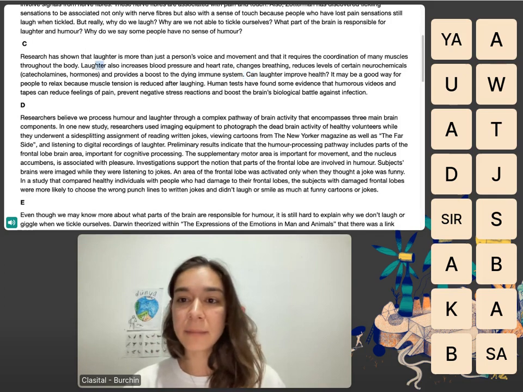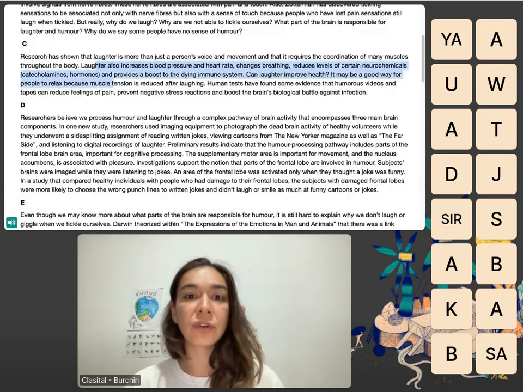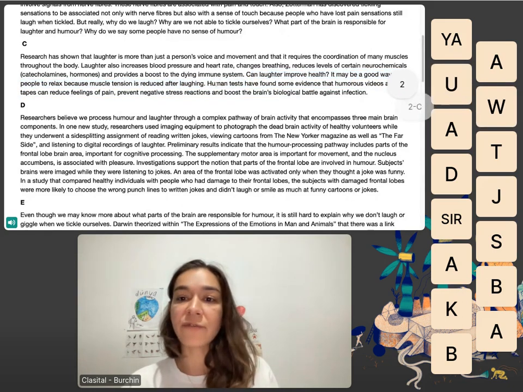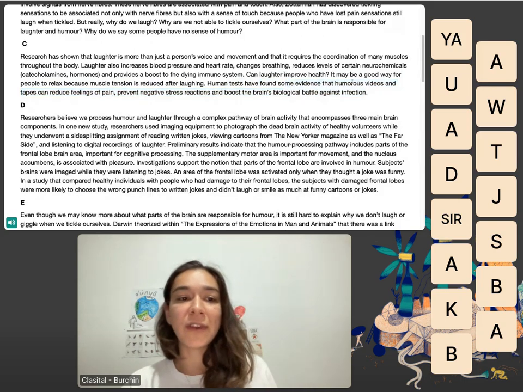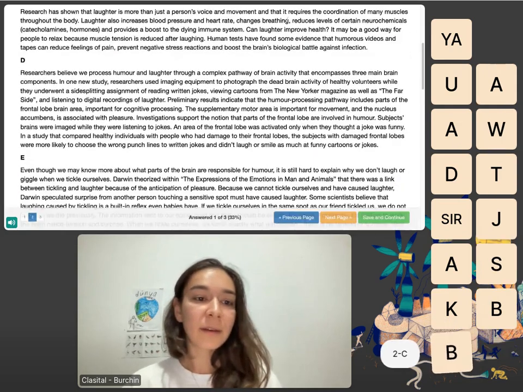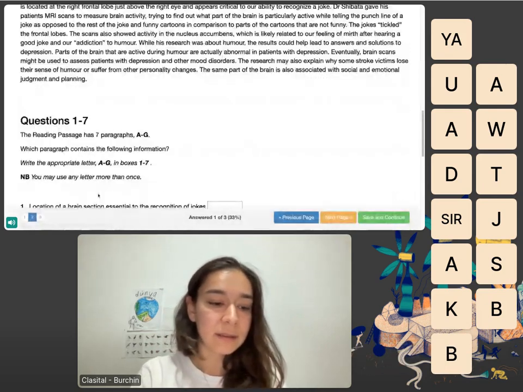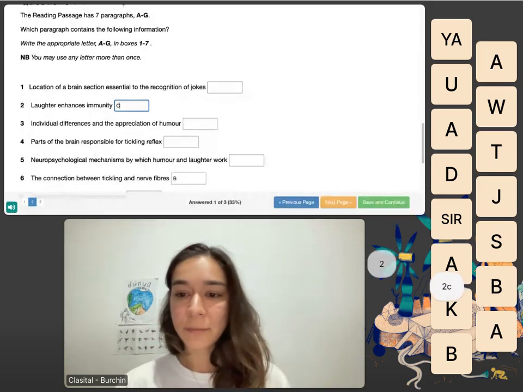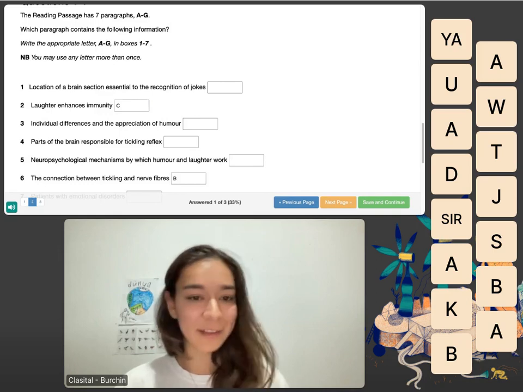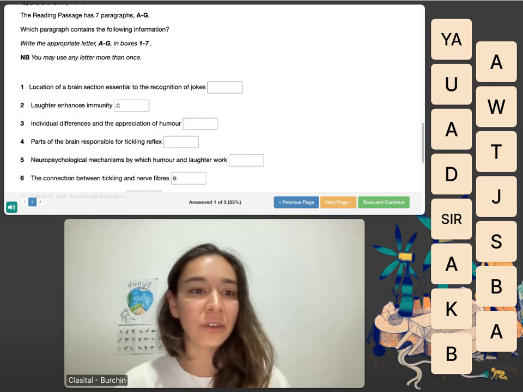Laughter also increases blah, blah, blah, and provides a boost to dying immune system. Can laughter improve health? It may be a good way for people to relax because blah, blah. Human tests have found some evidence that humorous videos and tapes can reduce feeling of pain, prevent negative stress, and boost brain's biological battle against infections. Very good. I'm seeing that laughter, yes. I'm seeing that you are good. Maybe I can move on a little bit faster. 1, 2, 3, 4, 5, 6, 7, 8. I have 8 answers. Not bad. We are doing good. Let's go to D.